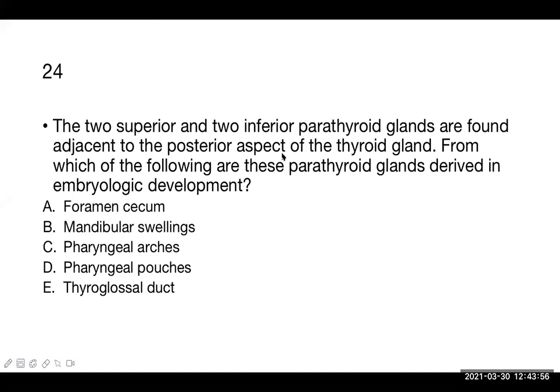The two superior and two inferior parathyroid glands are found adjacent to the posterior aspect of the thyroid gland. We all know that. On the back of the thyroid gland, we have two superior and two inferior parathyroid glands, four in number. From which of the following are these parathyroid glands derived in embryological development? Is it from foramen cecum? Is it from mandibular swelling? Is it from pharyngeal arches, pharyngeal pouch, or thyroglossal duct itself?